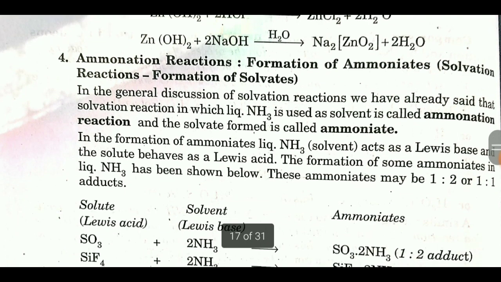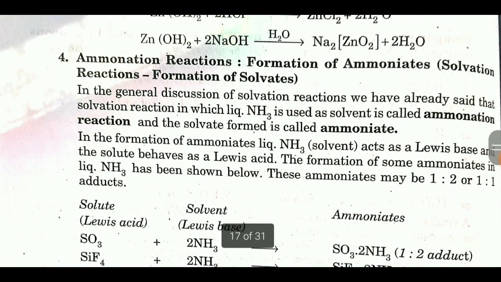Fourth, ammonation reactions or formation of ammoniates, that is solvation reactions or formation of solvates. In the general discussion of solvation reactions, we have already said that solvation reaction in which liquid ammonia is used as solvent is called ammonation reaction and the solvate formed is called ammoniate. In the formation of ammoniates, liquid ammonia acts as Lewis base and the solute behaves as a Lewis acid. The formation of some ammoniates in liquid ammonia has been shown below. The ammoniates may be 1:2 or 1:1 adducts.